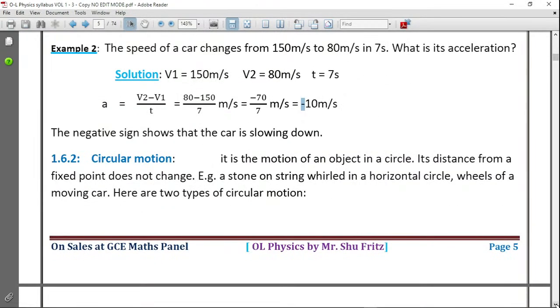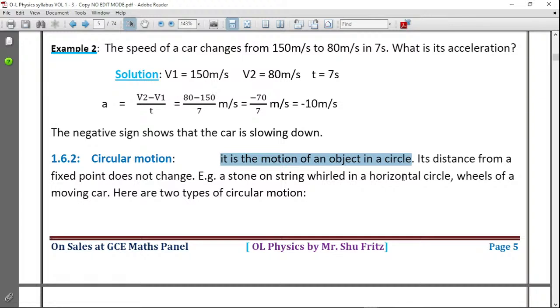And then circular motion: it is the motion of an object in a circular path. Its distance from a fixed point does not change. For example, if you whirl a stone in a horizontal circle or vertical circle, this is an example of circular motion. Or the wheels of a moving car are undergoing what type of motion? They're undergoing circular motion.